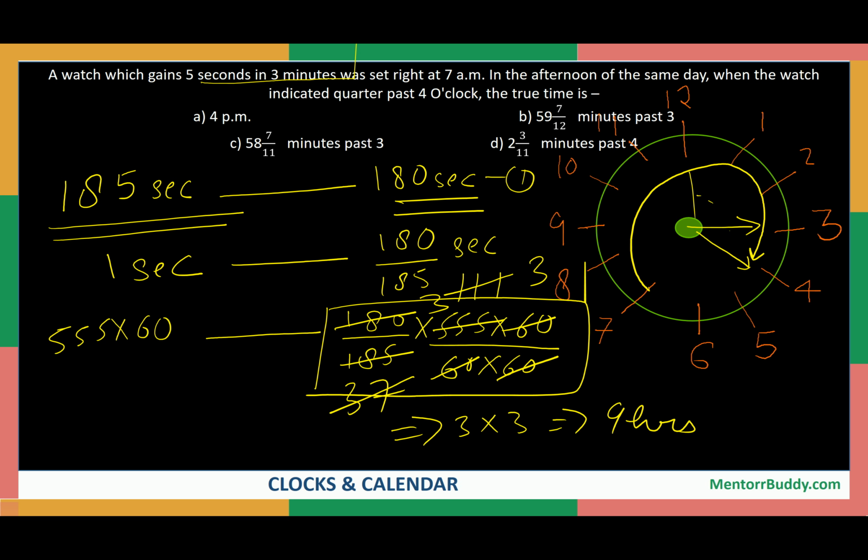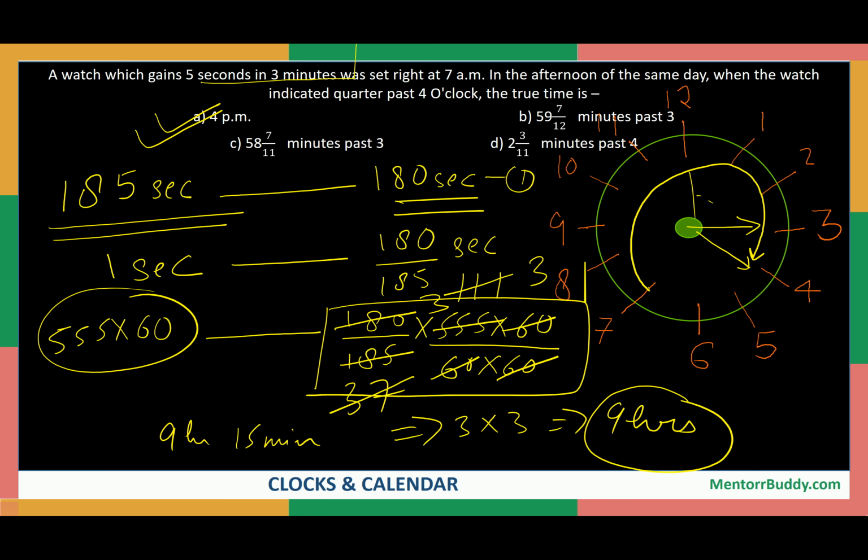Okay, it means for 9 hours 15 minutes of the faulty clock, the original clock will move how much? 9 hours. It means the difference is 15 minutes. So if the faulty clock is showing 4:15 p.m., the original clock will show how much? That is 4 p.m. only. Option A is the correct one.